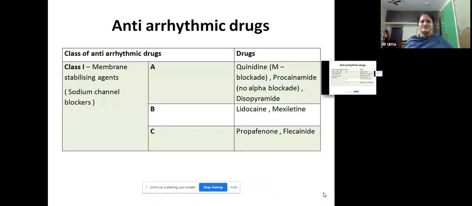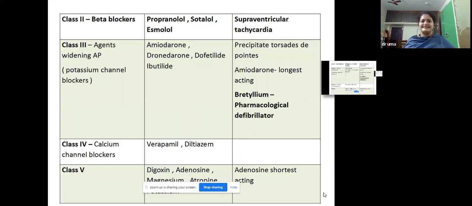Coming to the antiarrhythmic drugs: class 1 is sodium channel blocker, class 2 is beta blocker, class 3 is potassium channel blocker, class 4 is calcium channel blocker.